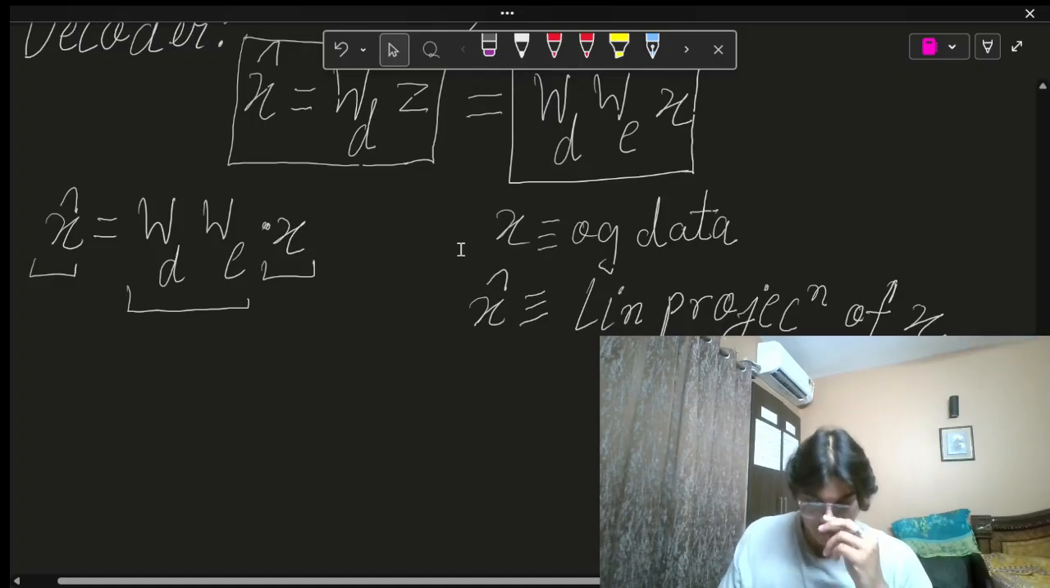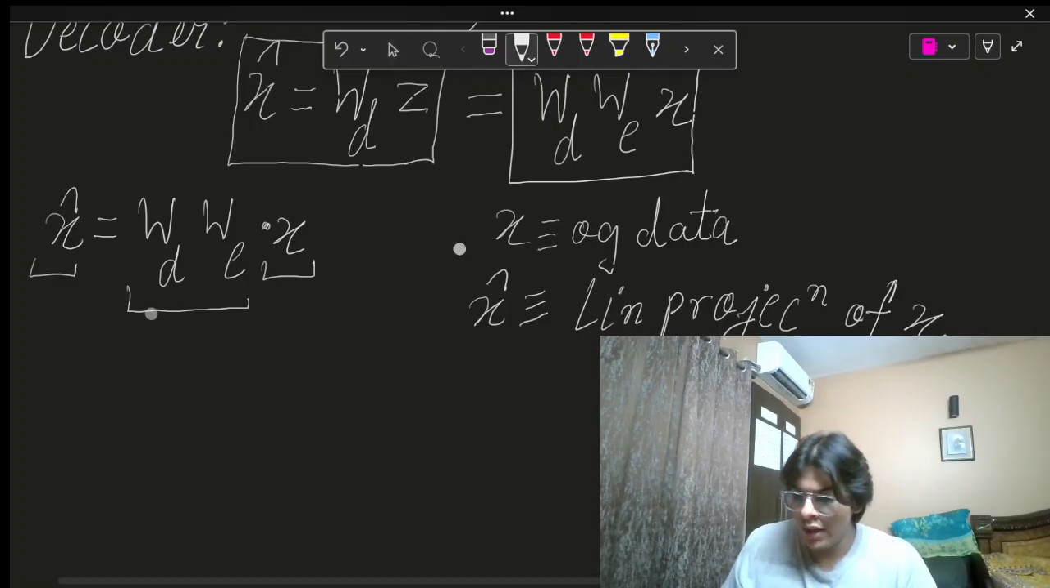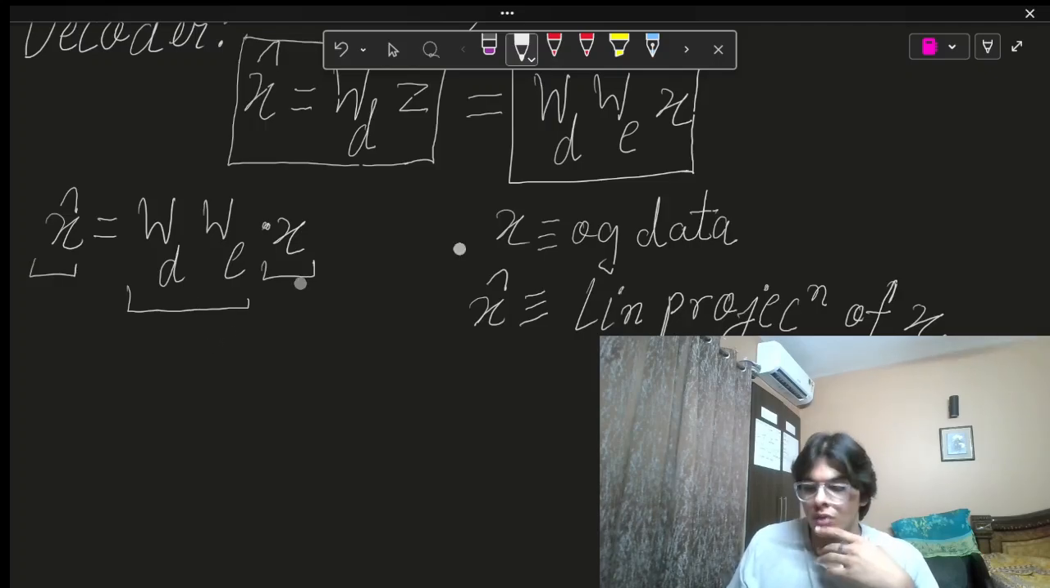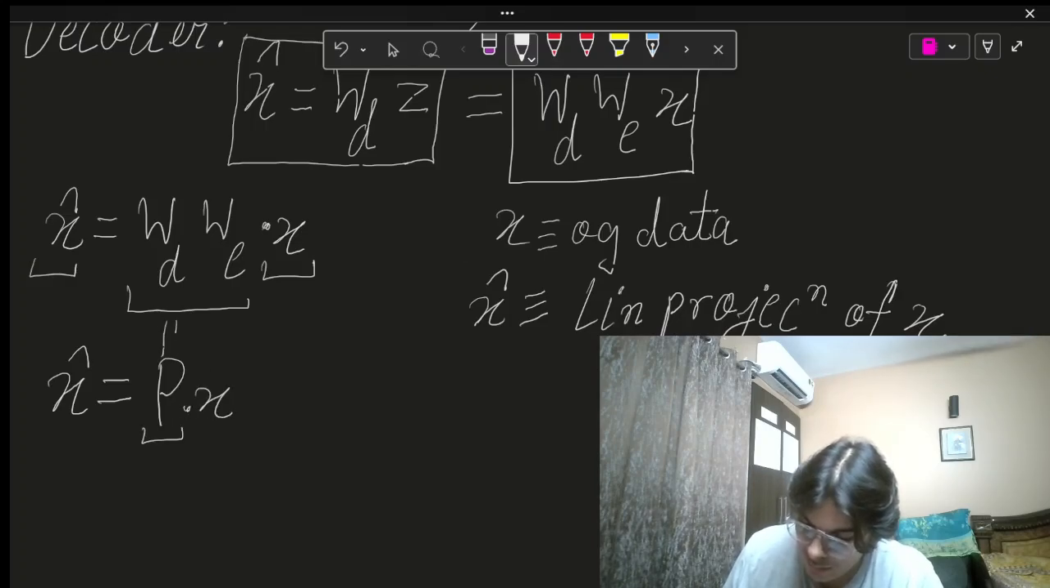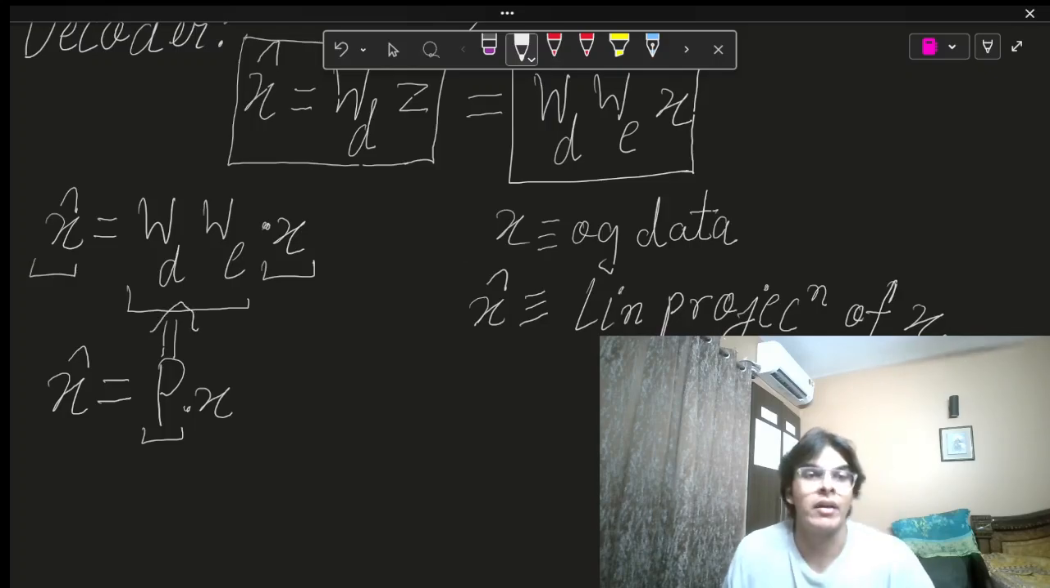So basically this WD into WE combined is nothing but a linear projection of the original data, so we try to write it in a simpler manner. Instead of writing WD and WE again and again, we write it as capital P multiplied by X, where P is nothing but this total matrix, the projection matrix. Simple as that. So now coming to a very important question.